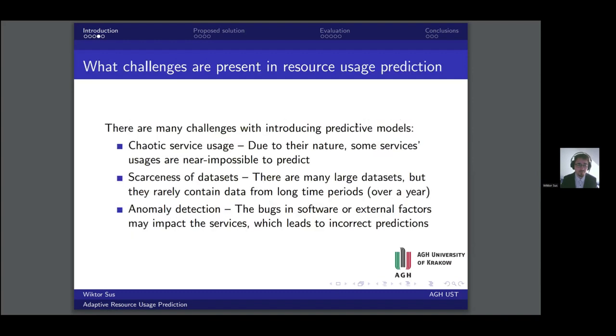You may now be wondering why such solutions are not widely used yet. This is because even though they are quite useful, they have a couple of downsides, and there are still some challenges with their introduction.